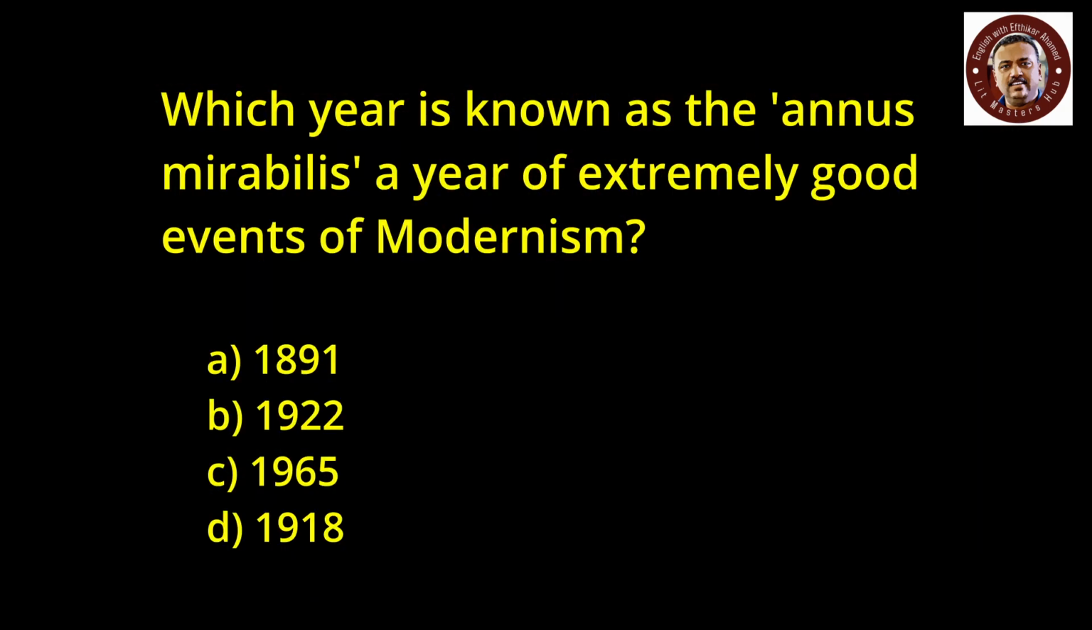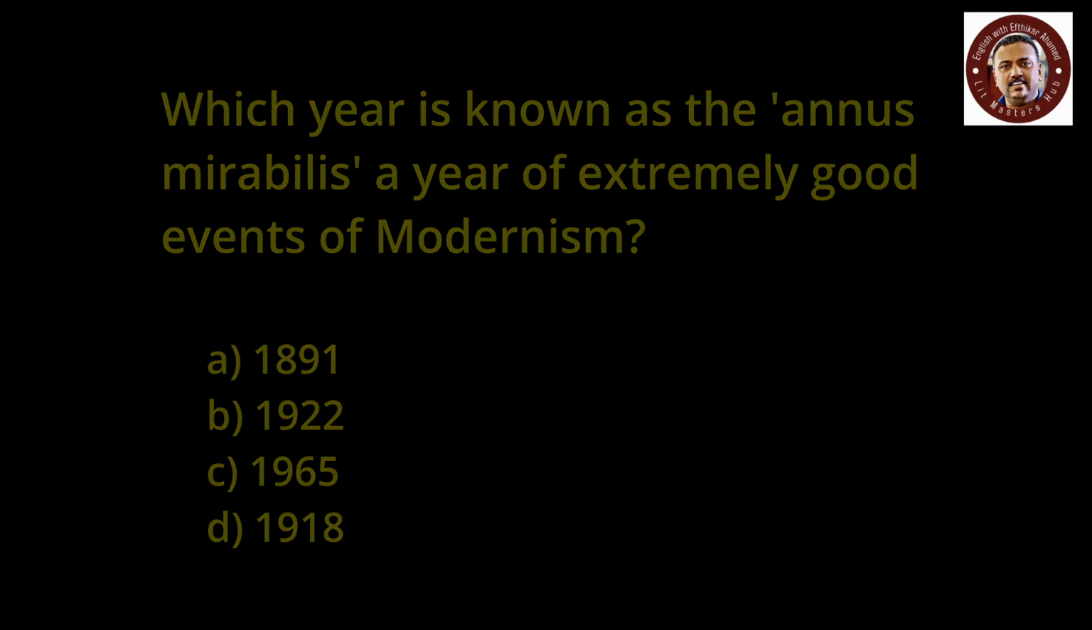And the next question is, which year is known as the Annus Mirabilis, a year of extremely good events of modernism? Is it 1891 or 1922, or is it 1965 or 1918? The correct answer is option B, 1922.